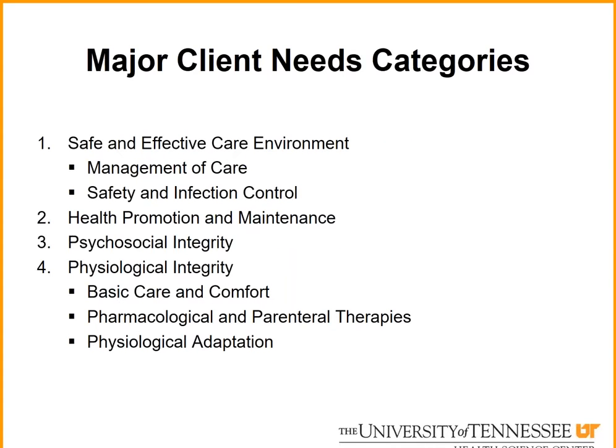So these are the 4 major client needs content areas or categories that are used in NCLEX, and then there are 2 that have subcategories. Safe and effective care environment has 2 subcategories: management of care and safety and infection control. The second category is health promotion and maintenance. Third category is psychosocial integrity, and the 4th category is physiological integrity. And it actually has 3 categories: basic care and comfort, pharmacology and parenteral therapies, and psychological adaptation.